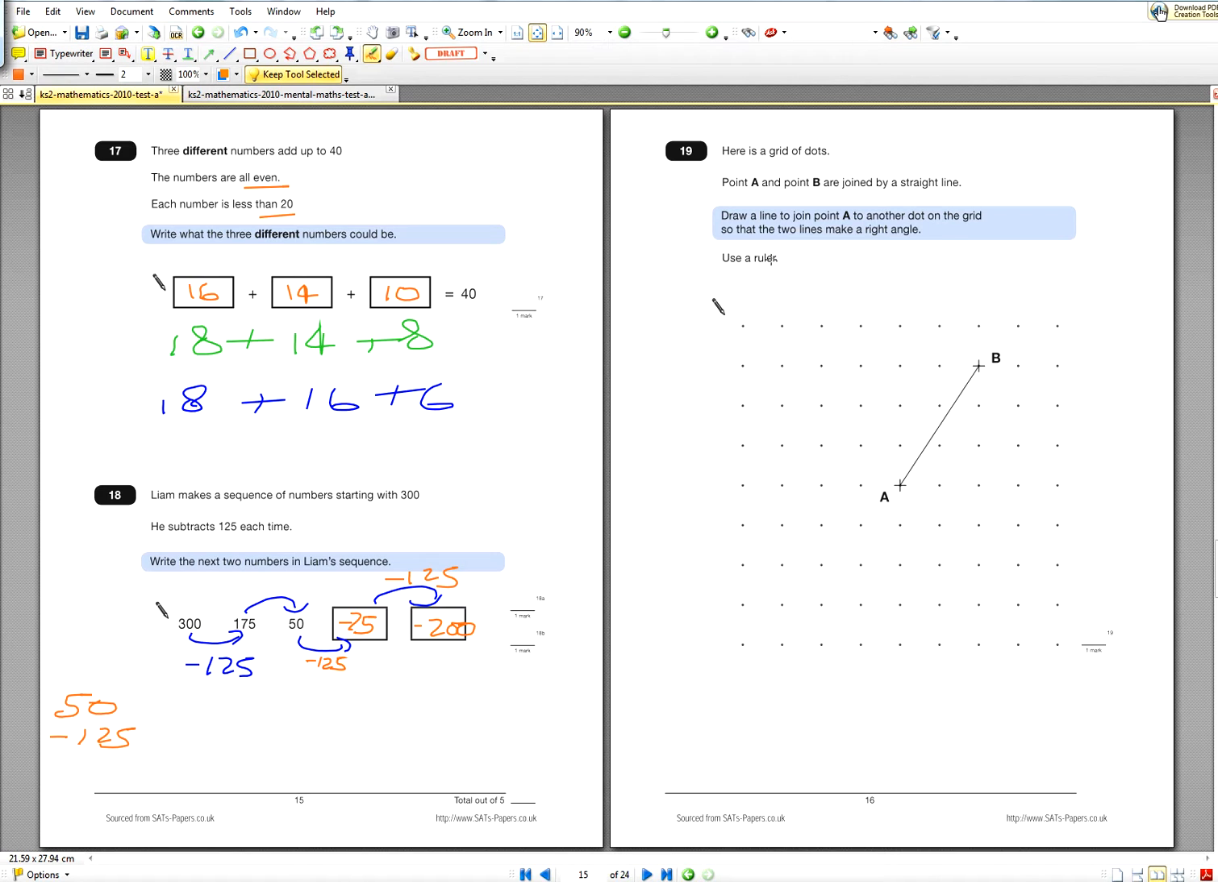Okay, question number 19. Here's a grid of dots. Point A and point B are joined by a straight line. Draw a line to join point A to another dot on the grid so the two lines make a right angle. We should be able to do that quite easily, folks. Right, let's have a go. So we're going to start from here. And we're going to go to, for example, there.